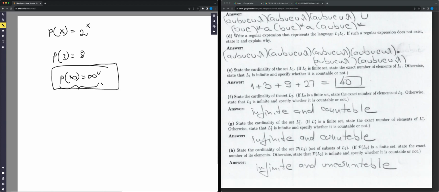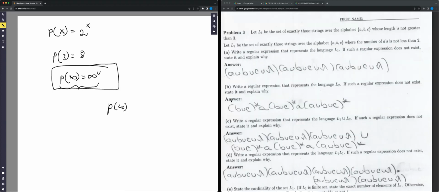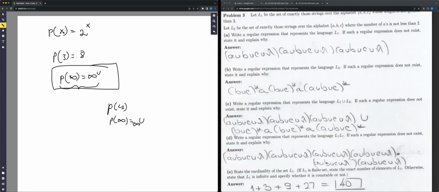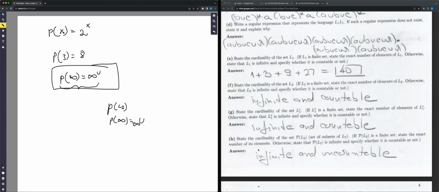Just memorize this because here it says power set of L2. So what is the cardinality of L2? Remember looking at L2, we see that there are stars, which means they were infinite. That means it's infinite. Doesn't matter what type of infinity, the power set of anything infinite is uncountable. Infinite and uncountable. Therefore, that's why this is the answer.